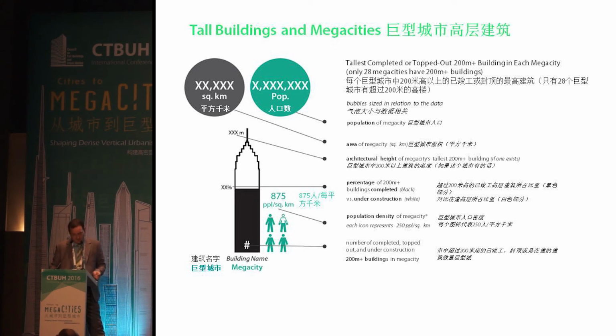So now these silhouettes only show the 28 megacities that are included in the study, which have at least one 200-meter plus building. There are 45 megacities total.